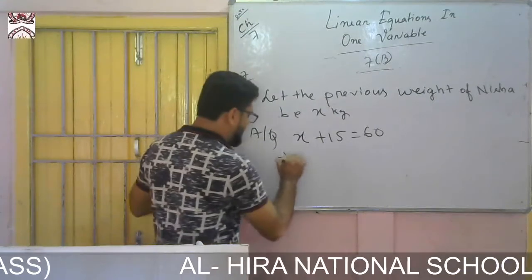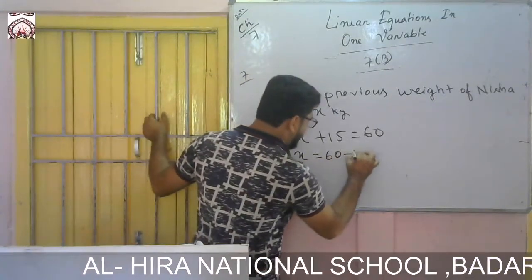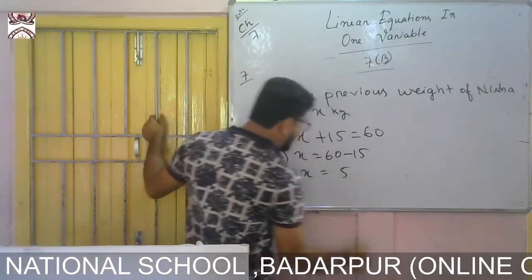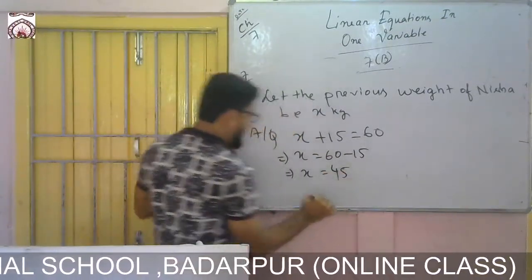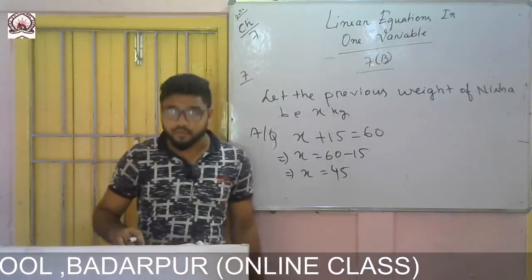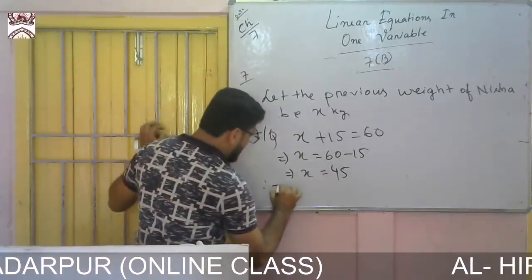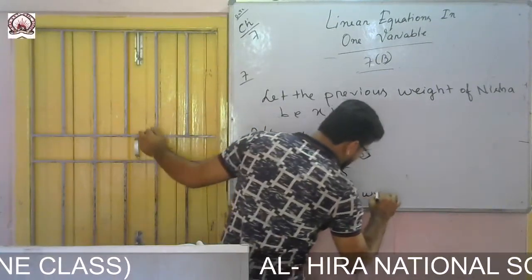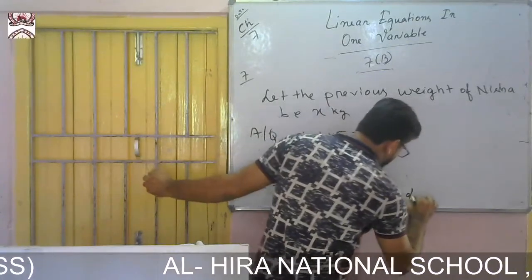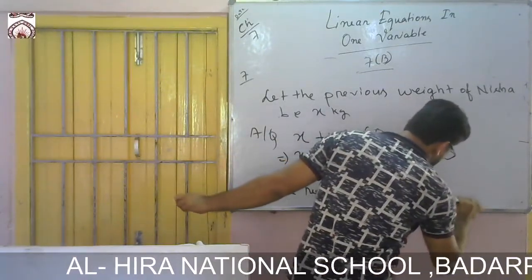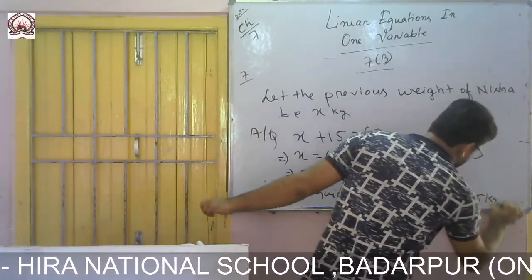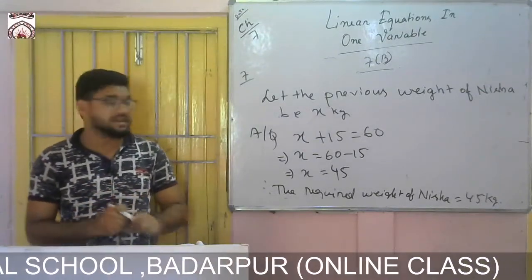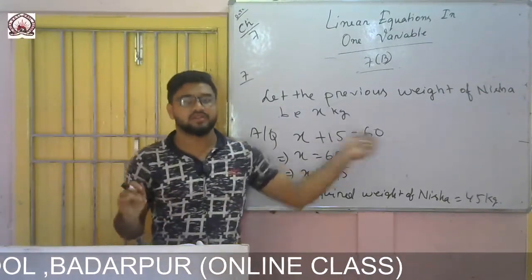Now we can find the previous weight. x equals 60 minus 15. So x equals 45. Therefore, the required weight of Nisha equals 45 kg. Earlier she was 45 kg. Then after adding 15 kg, she became 60.